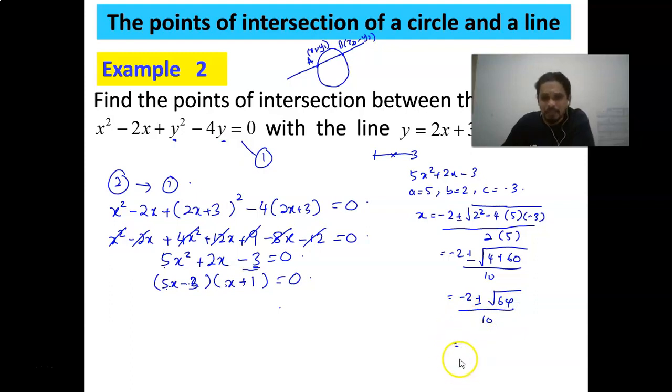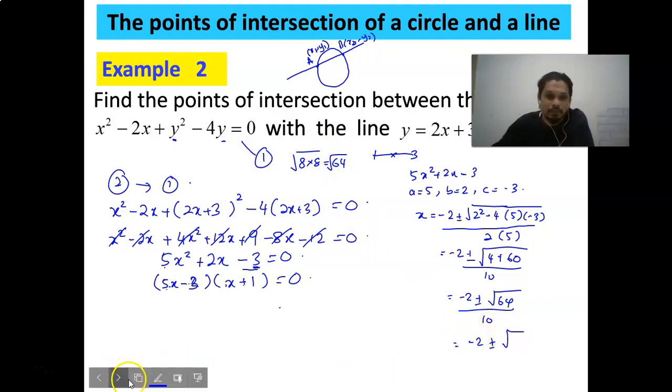Okay, so now square root of 64, 8 times 8 equal to 64. So square root of 64, which is square root of 8 times 8, it is -2 plus minus, not square root anymore. Square root of 64, which is 8, divided by 10. So -2 plus 8 divided by 10, or -2 minus 8 divided by 10.